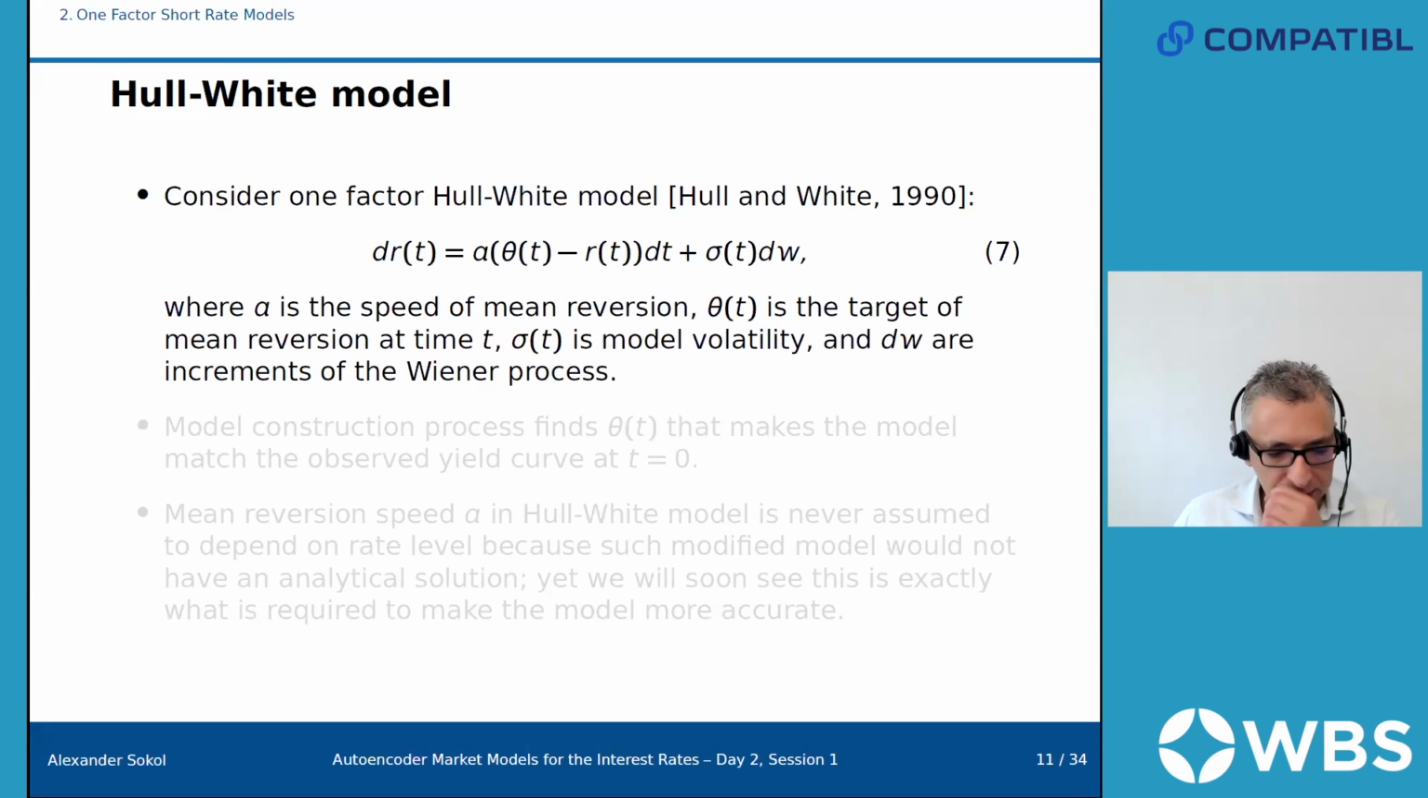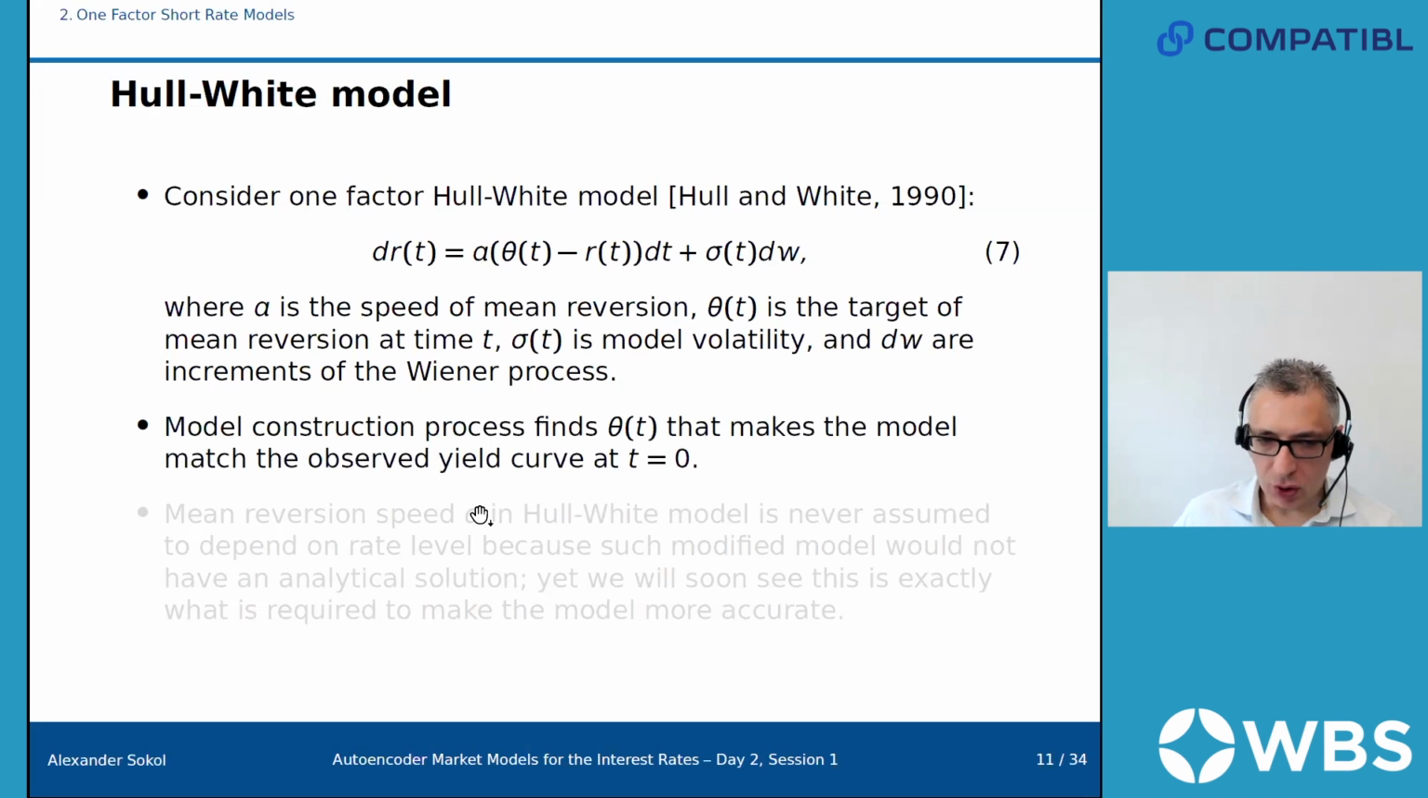All right, so now let's consider the Hull-White model. That's the earliest arbitrage-free short rate model developed. This model is given by this expression, where a is the speed of mean reversion, theta is the time-dependent target of mean reversion, sigma is the model volatility, which is also time-dependent, and dW are the increments of the Wiener process. So model construction finds such theta that makes the model match the observed yield curve at t0, and that's what makes the model arbitrage-free.